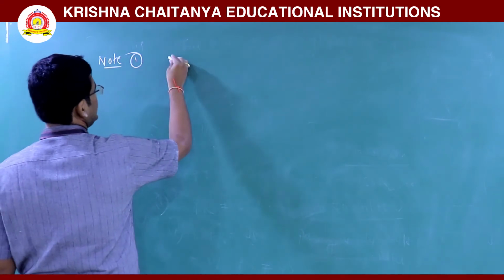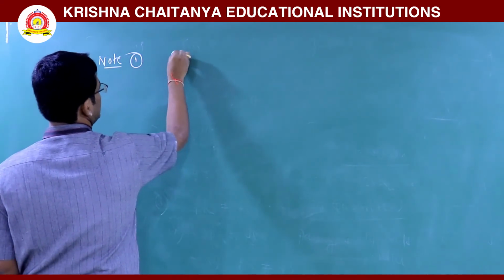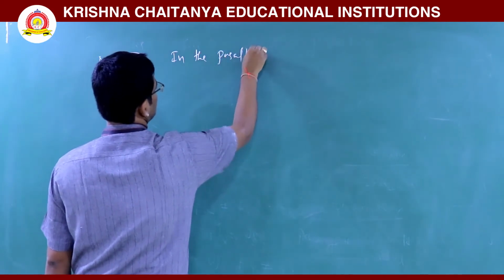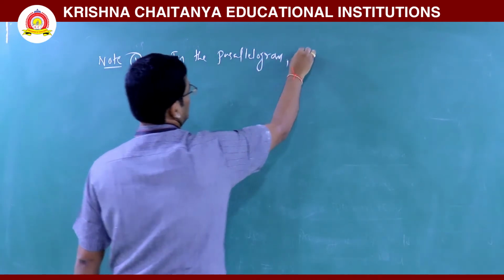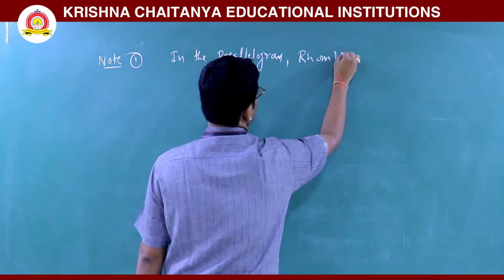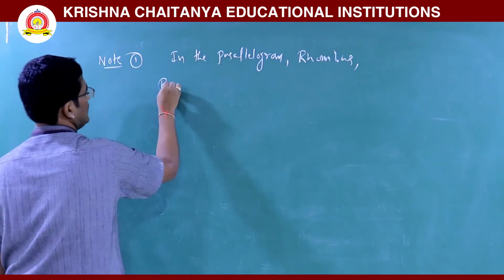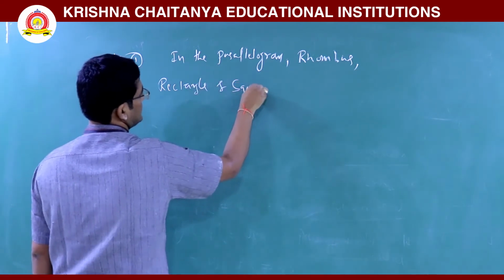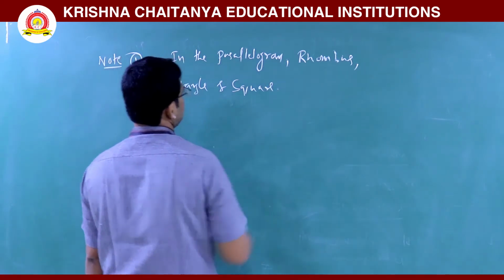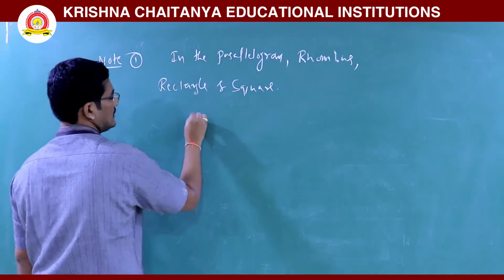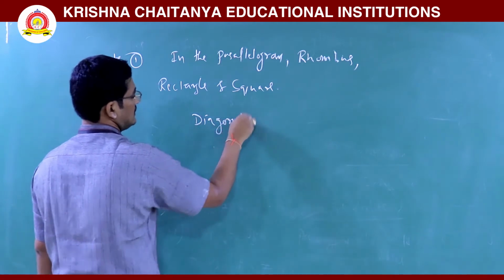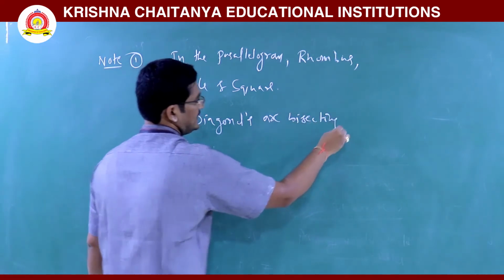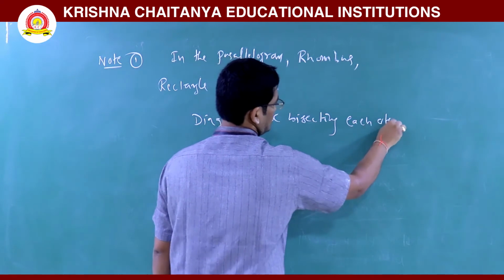So the first common property is: in the parallelogram, rhombus, rectangle and square, the diagonals are bisecting each other. First you have to remember this one.